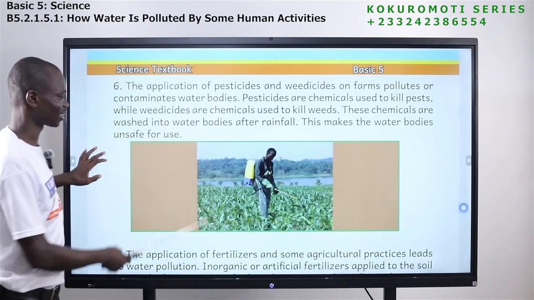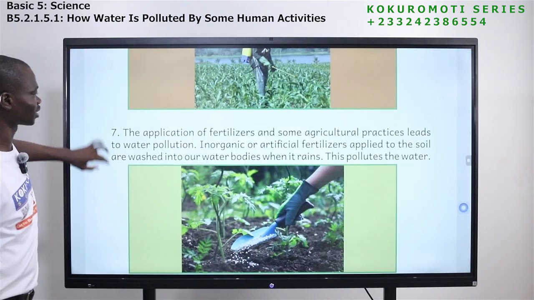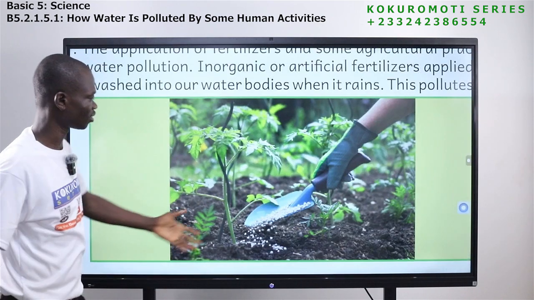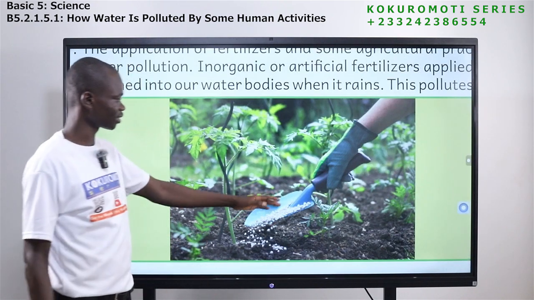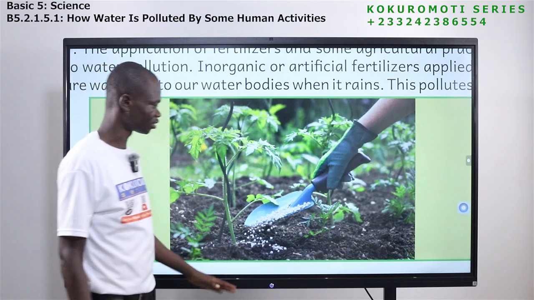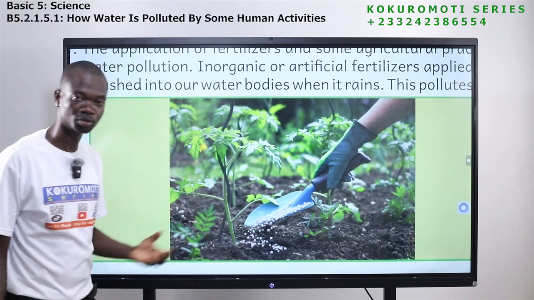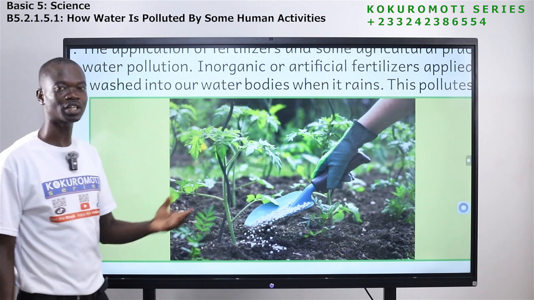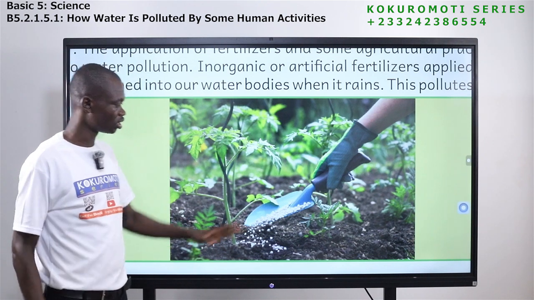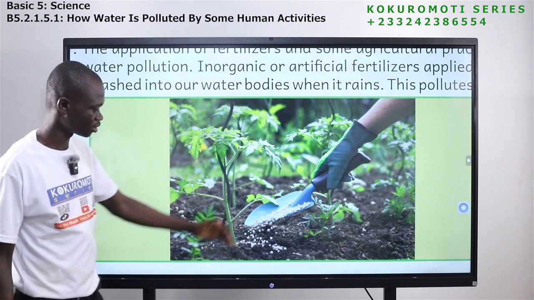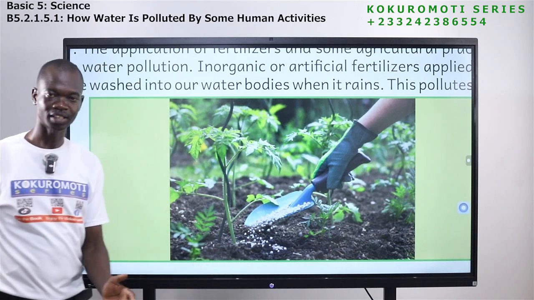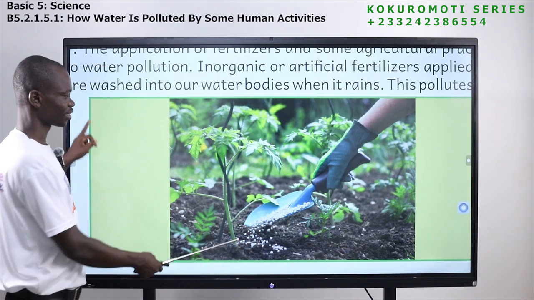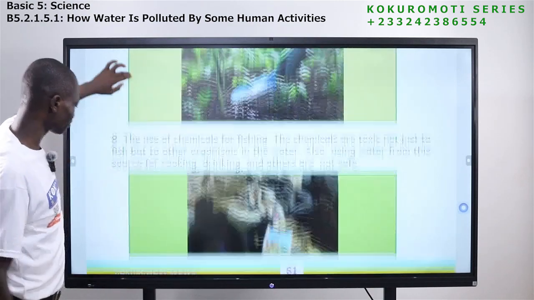So this is another human activity that pollutes our water bodies. And this is fertilizer. Look at this. The person is applying fertilizer to the soil so that the plants can grow well. Listen to me, fertilizers are good, but too much of it is not good. If you do this and it rains, the rainwater will wash everything into our water bodies, and you know the effects that it can cause.